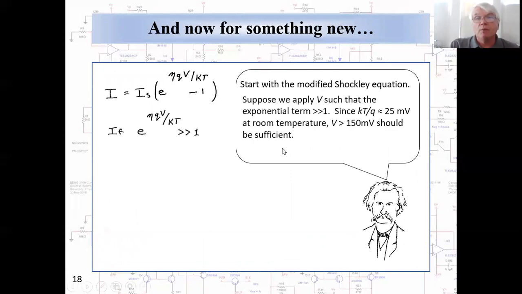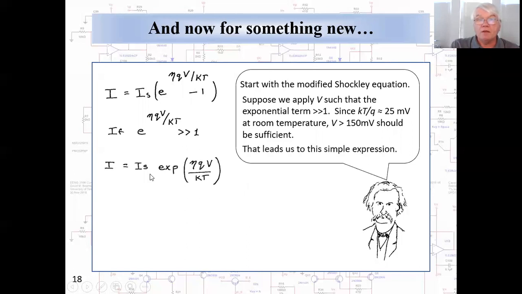Now, suppose we apply a voltage V such that the exponential term here is much greater than 1. Since KT over Q is about 25 millivolts at room temperature, applying a voltage V of about 150 millivolts or more ought to be sufficient. So now we can ignore the 1, and that gives us this simple expression: I is the saturation current times e to the eta QV over KT.